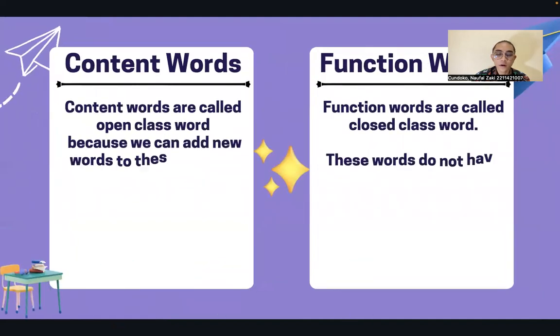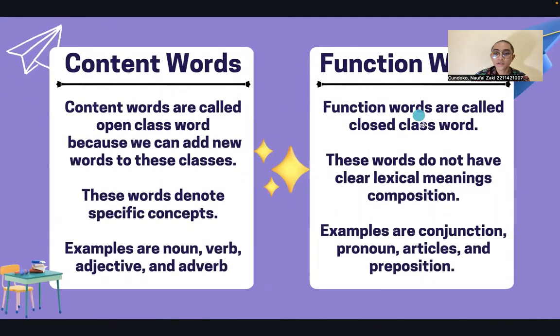We know there are two kinds of words, content words and function words. So let's cover them one by one, starting from the content words. Content words are called open class words because we can add new words to these classes. These words denote specific concepts. Examples of content words are noun, verb, adjective, and adverb.